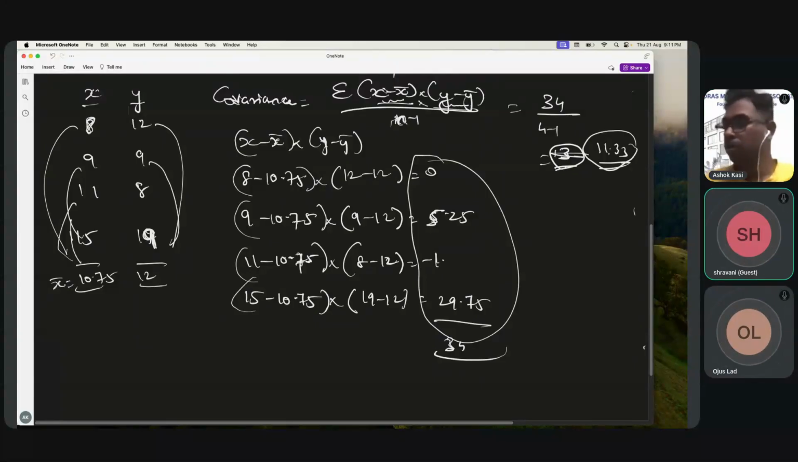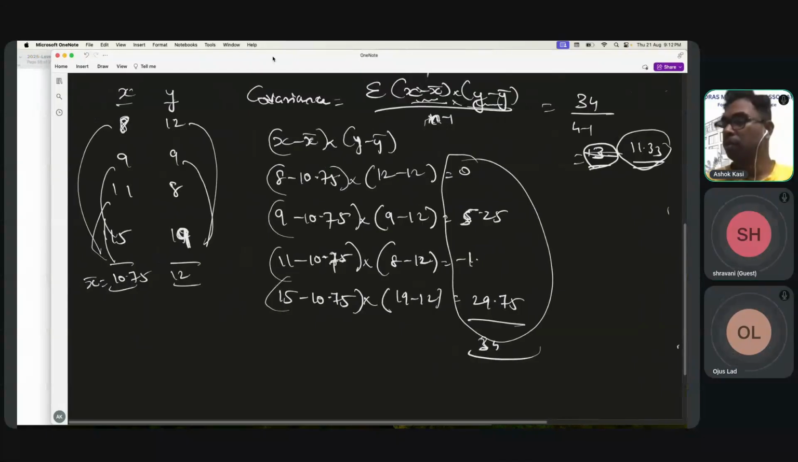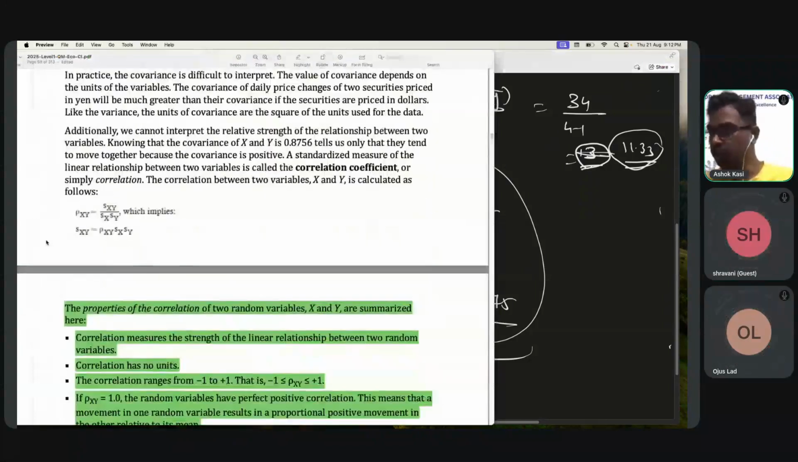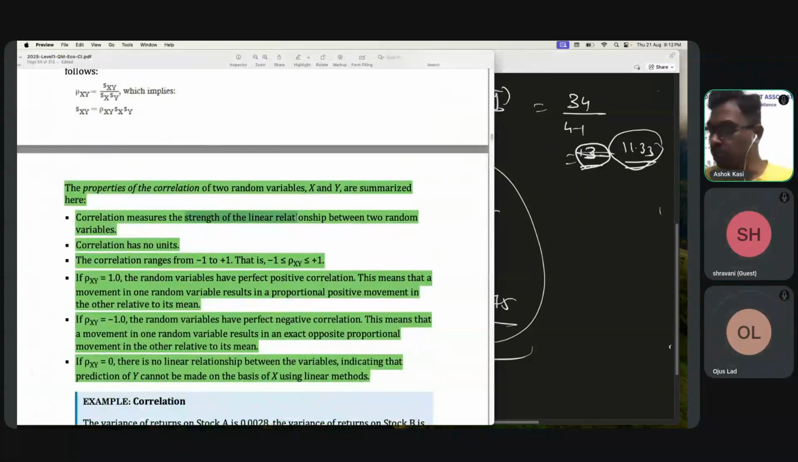That's it. Nothing beyond that, anything it conveys to us. It's just telling whether both are in the same direction or not. That is called covariance. So if I want to know the intensity of the direction, when I say intensity, that is called correlation. That we will see, the strength of the linear relationship, plus and minus.